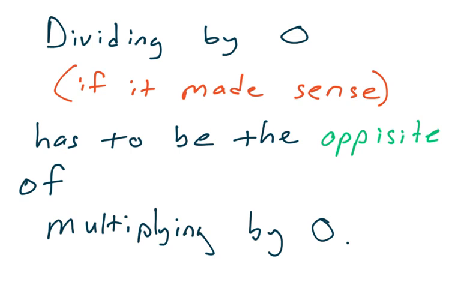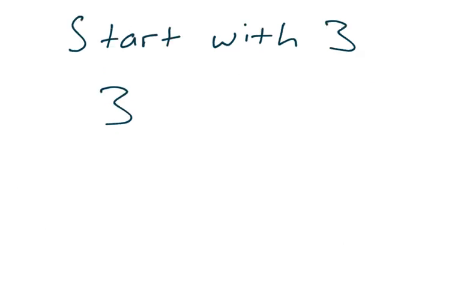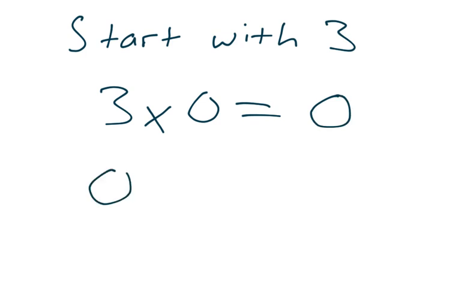Of multiplying by 0. If division by 0 makes any sense at all, it has to be the opposite of multiplying by 0. So let's check that. Let's start with 3 and multiply by 0. Well, we get 0. So let's take 0 and divide by 0. Since division is the opposite of multiplication, we should end up where we started, 3.